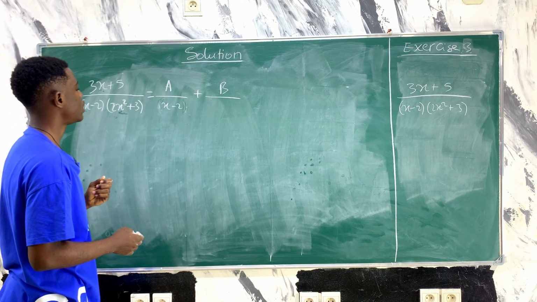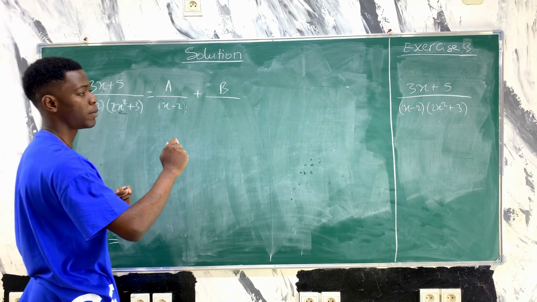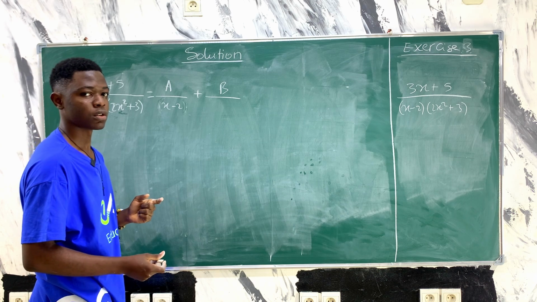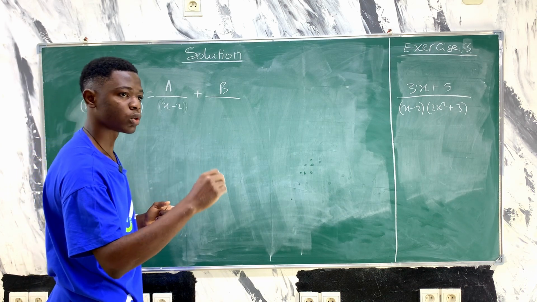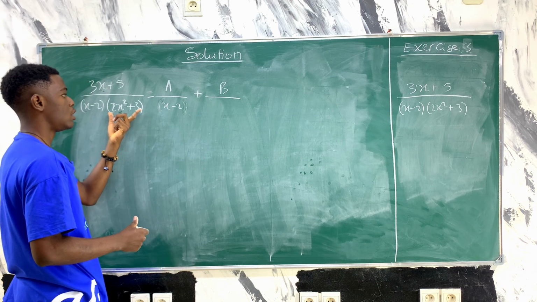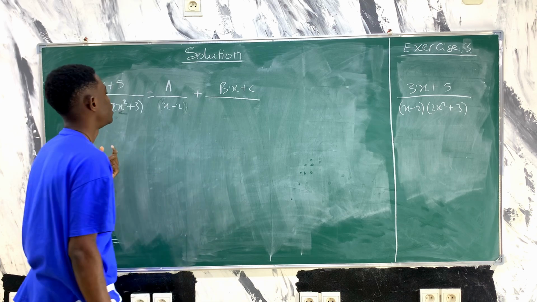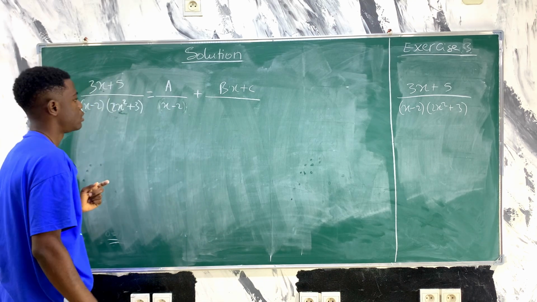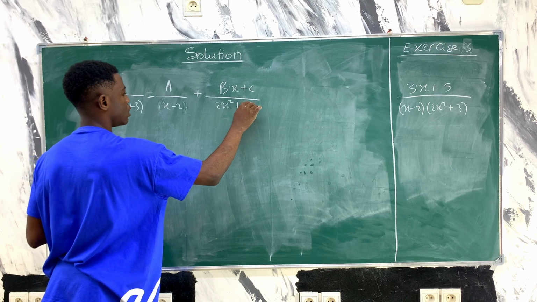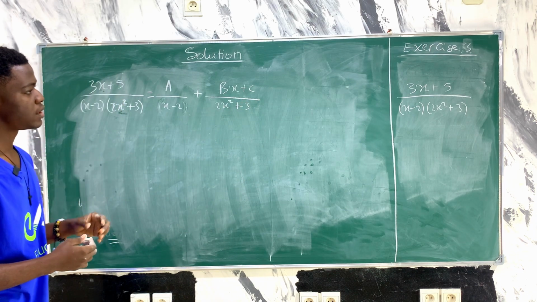So when I deal with non-factorable quadratic equations, I look at the third type. The third type of partial fraction is partial fractions with non-factorable quadratic equations at the denominator. So here it is. In this case, I put Bx plus C divided by 2x squared plus 3. So that is it in my partial fraction.